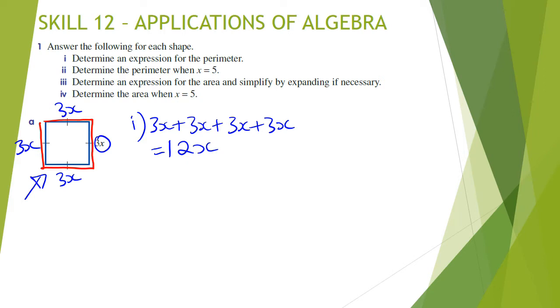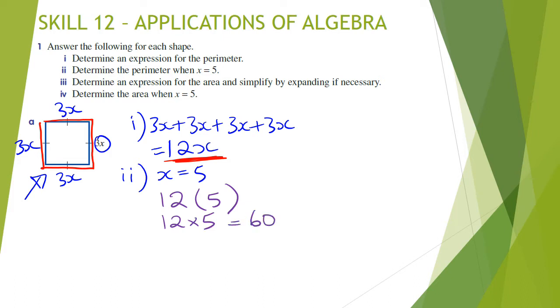Part 2 says determine the perimeter when x equals 5. So we're substituting in x equals 5. Now our perimeter is this value here, 12x. So what we need to do is have 12, and then whenever there's the letter x, we need to put the number 5 because that's what x equals now. So we've got 12 open bracket 5, which is the same as 12 times 5, which equals 60. So our perimeter is 60. Now this question doesn't have meters or centimeters in it, so we can leave it like that, but if it did, we need to write the units in.